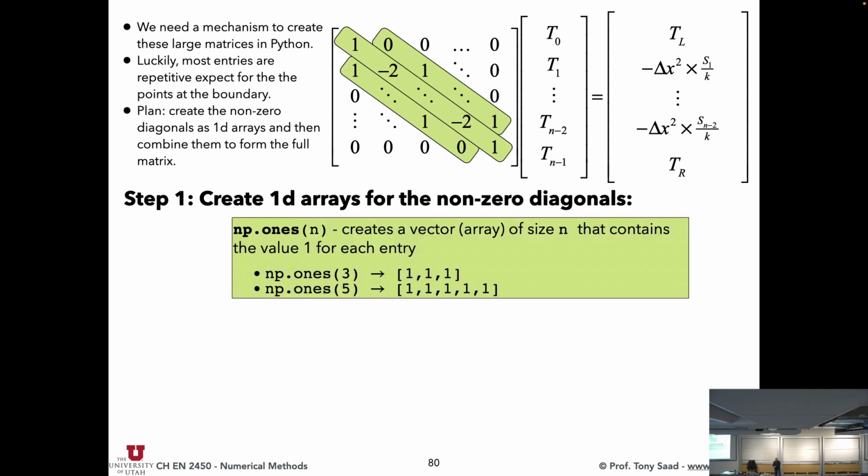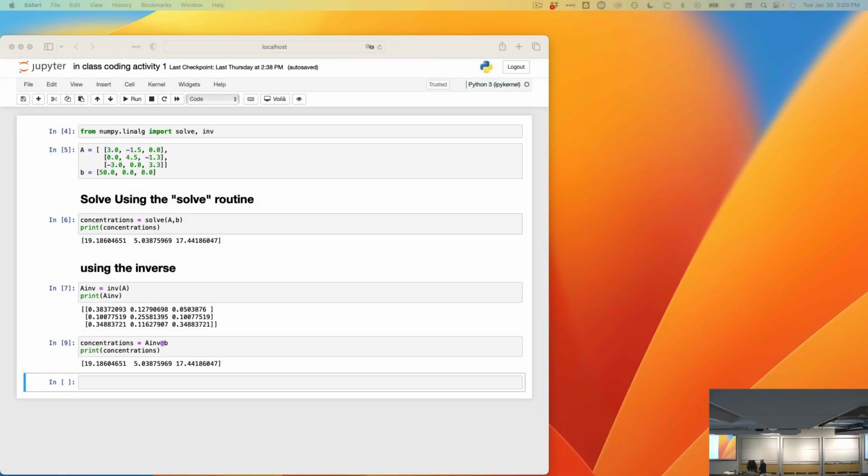Look at that, NumPy has a feature that does exactly that. It's called numpy.ones. It generates a NumPy array that contains the value, guess what, 1. Super useful, right? Because if you multiply 1 by anything, by minus 2, by 5, you can get an array of any other value. So numpy.ones, and you give it a number of entries, creates a 1D array of size n that contains the value 1 for each entry. So numpy.ones(3) gives you an array that contains 3 values of 1, and numpy.ones(5) gives you an array of 5 entries of 1. You don't believe me? Get your Jupyter notebooks up and running. Prove it to yourself. Let's do it.